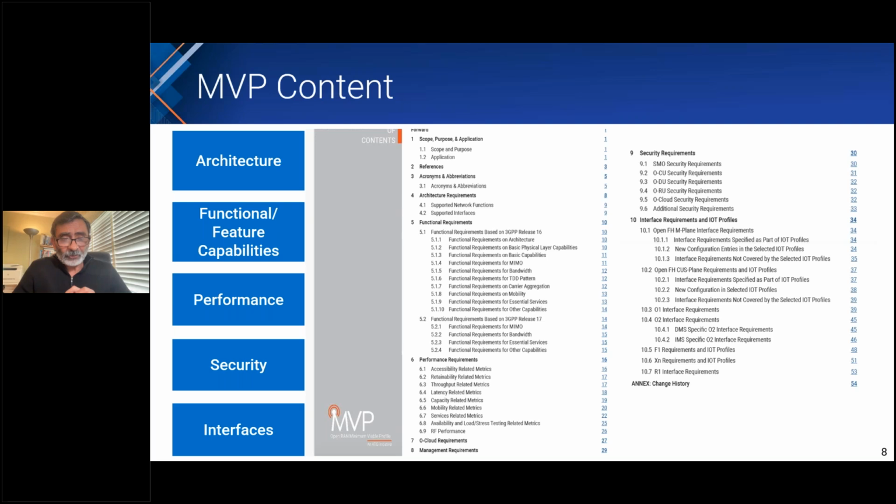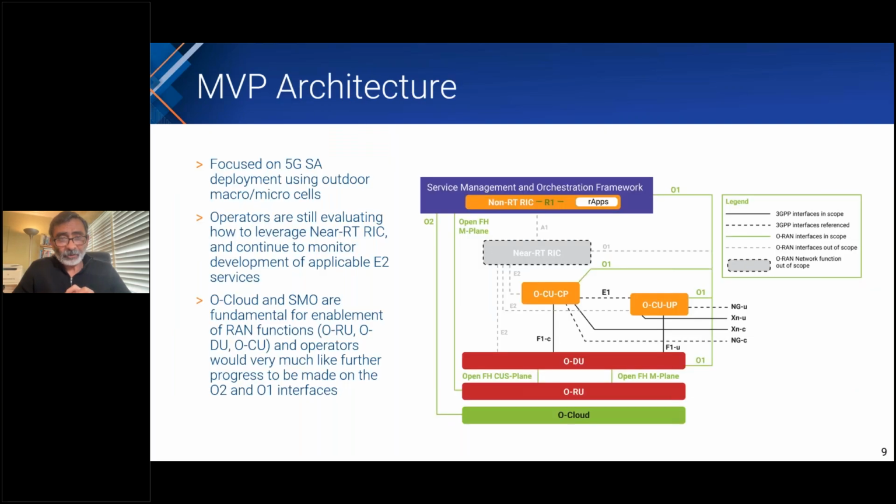So now let's step into each of those sections of the MVP. What was the baseline architecture? The baseline architecture was pretty much well aligned with what's there as part of the ORAN Alliance architecture. It includes ORUs, ODUs, OCU, both the control plane and the user plane. It includes the SMO along with the non-real-time RIC framework, as well as the OCloud, and all of the associated interfaces with those architectural elements.